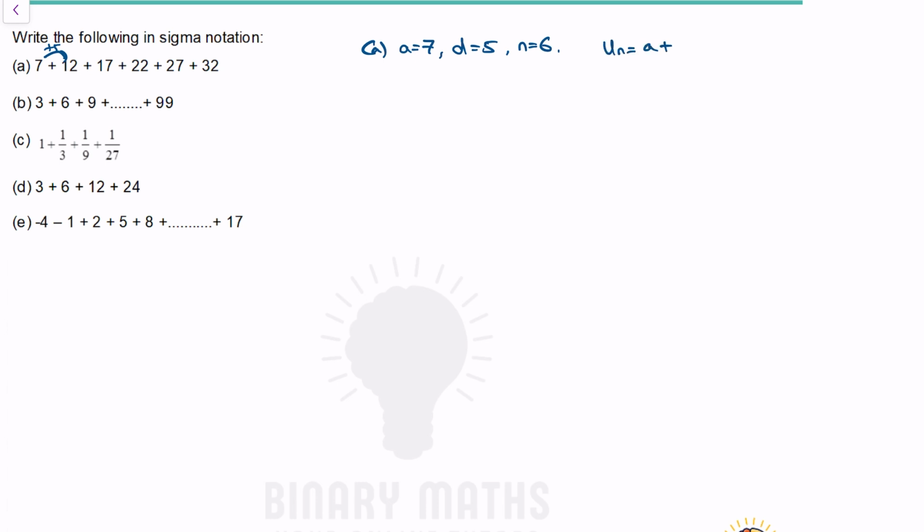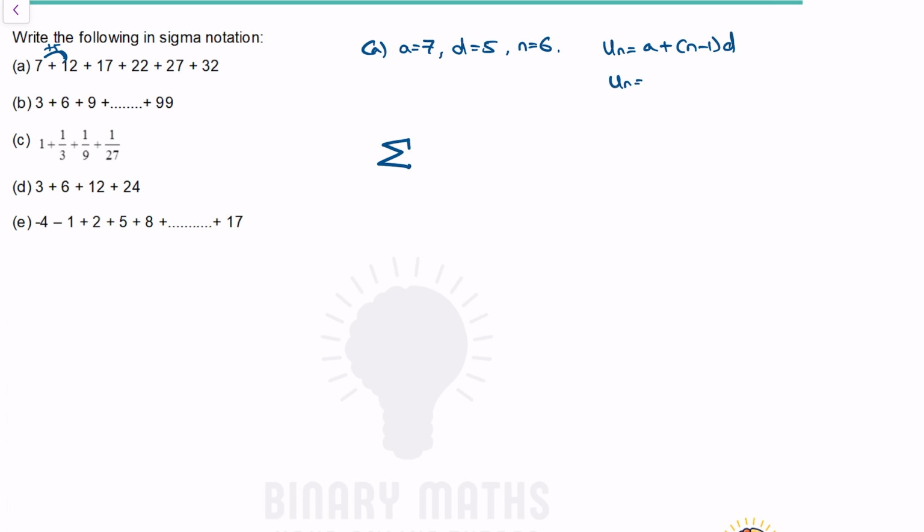So if you want to find out un, it will be a plus n minus 1 times d. Then un will be equal to 7 plus 6 minus 1 times d, which means un will be equal to 7 plus 5d. So if you want to write it out as sigma notation, so that means, I made a mistake here. What we need to find is an expression in terms of n for un.